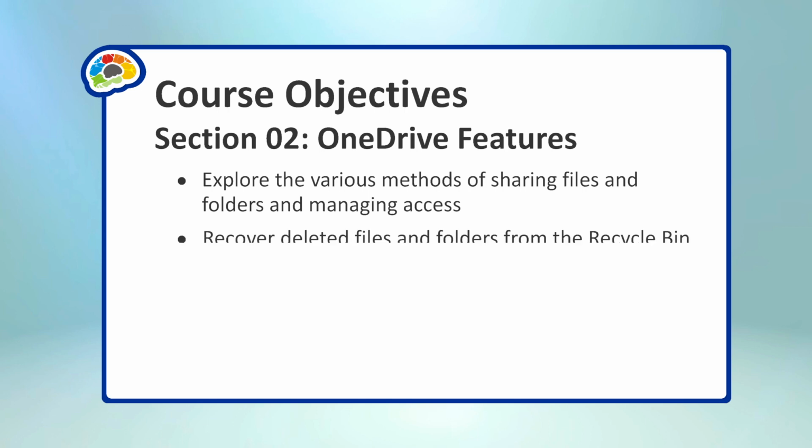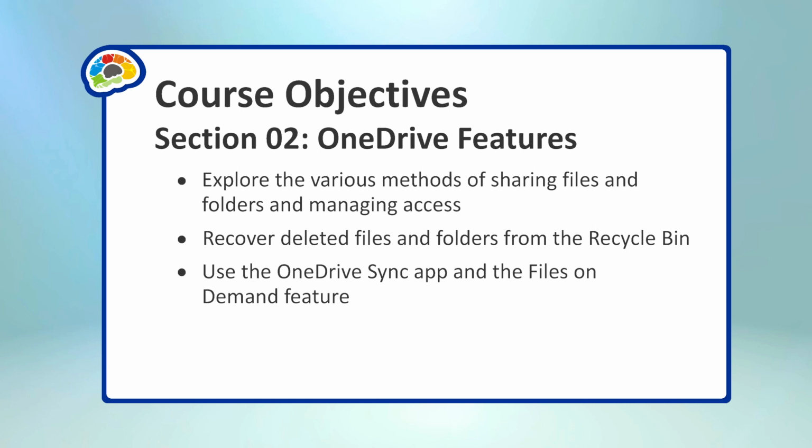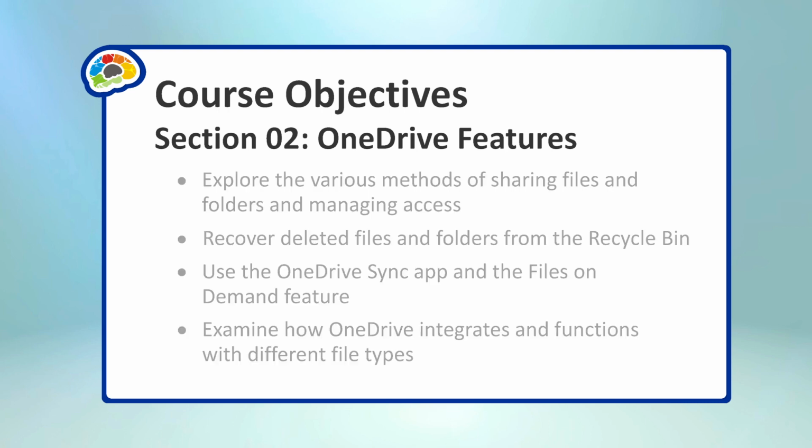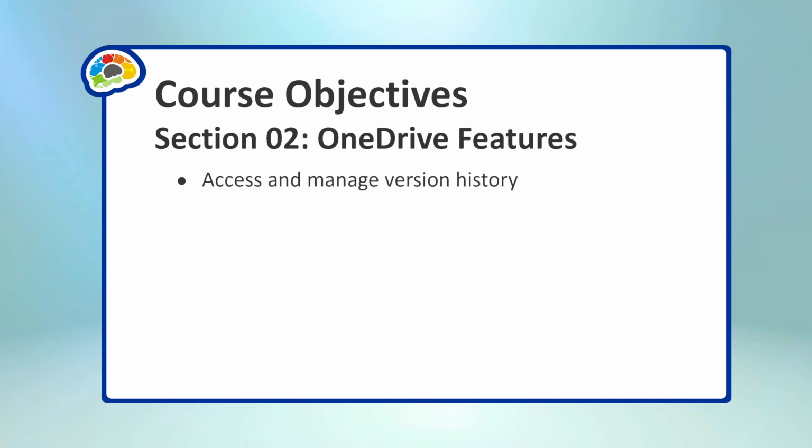We'll also look at how to recover deleted files and folders from the recycle bin. Then, we'll look at how to use the OneDrive Sync app and the Files on Demand feature. Next, we'll examine how OneDrive integrates and functions with different file types. Then we'll access and manage version history from multiple locations and explore the functionality of co-authoring.